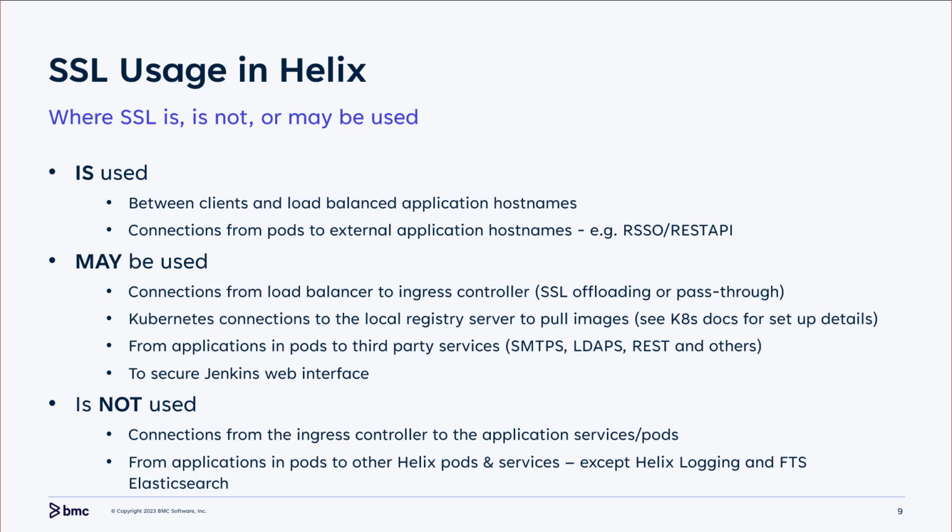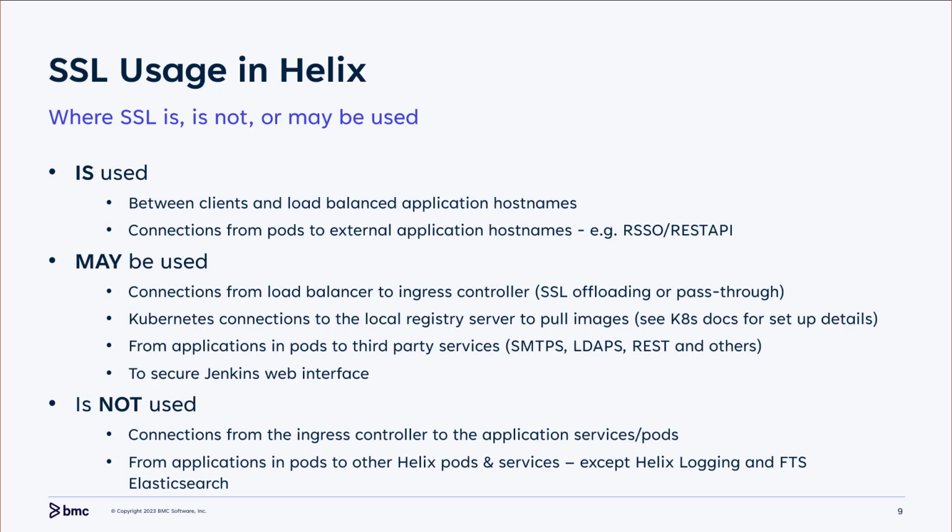Applications connecting to third-party services. Let's say you have an integration and you have an application running as part of your Helix system that needs to access an external REST API, or maybe an external mail server that uses SMTPS, an encrypted connection. You need to provide certificates to those application pods so that they can work with those external services.